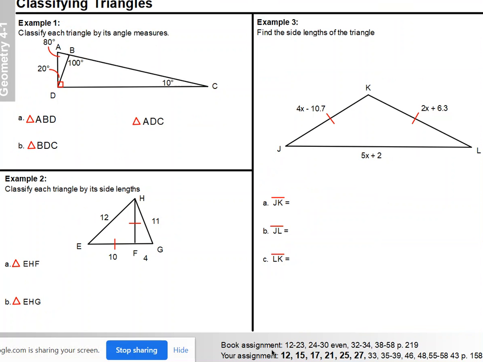So that's pretty much it on classifying triangles. It's not super complicated. So we're going to be doing 12, 15, 17, 21. This is posted on the chat as well for the discussion post. So I'm going to stop this video.